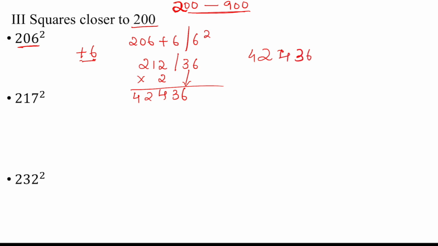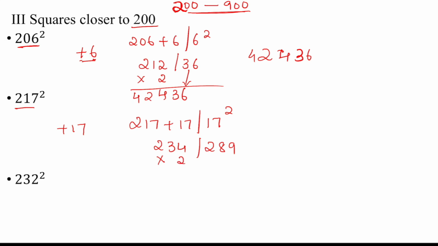Next, 217 square. 217 is how much more than 200? It is 17 more. So take this number as it is, 217 plus 17 bar 17 square. Now 217 plus 17 is 234. 17 square is 289. Now don't add 2 for 4 directly. First we have to multiply.